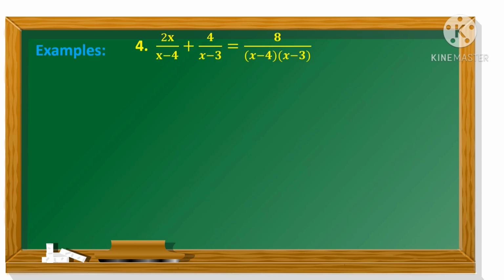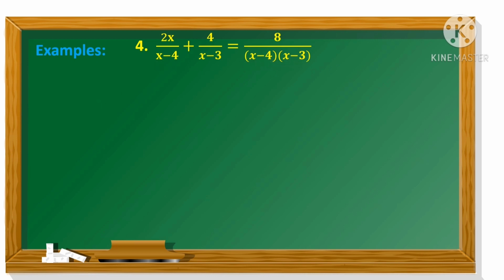Example number 4. So you have 2x equals x minus 4 plus 4 over x minus 3 equals 8 over x minus 4 times x minus 3. So again, we have to clear the equation. Let us find out the LCD, and the LCD is the product of x minus 4 and x minus 3. But we will not get the product, just leave this as an indicated product of x minus 4 and x minus 3. So we'll multiply both sides by this, x minus 4 and x minus 3.